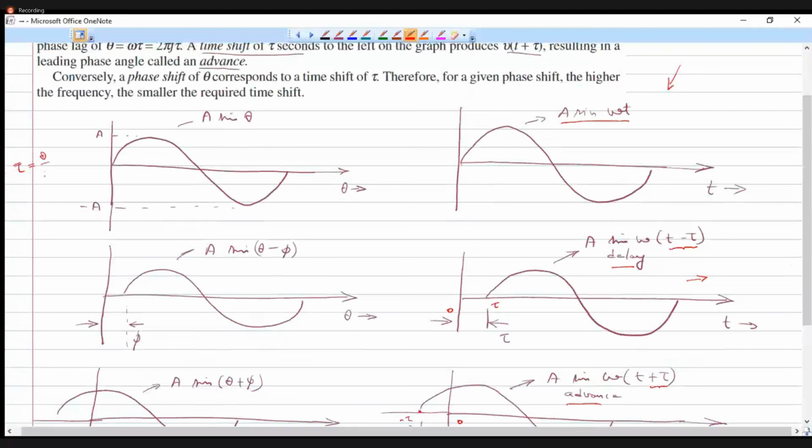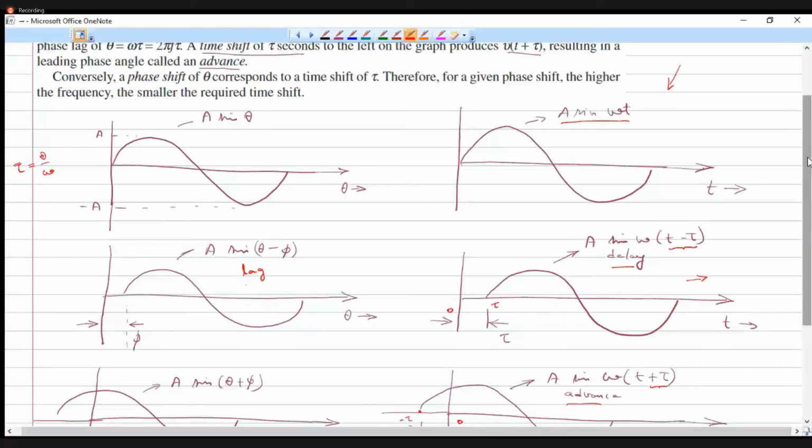Now you know we have said that tau is related to theta also, because by this relation, tau is equal to theta by omega. So when you do shifting in the time domain, we can understand that it is happening in the phase domain also. For example, in phase, it is not called delay, it is called phase lagging. That is, when we create a delay, there is a corresponding shift in the waveform with respect to the phase, which is called the phase lag.